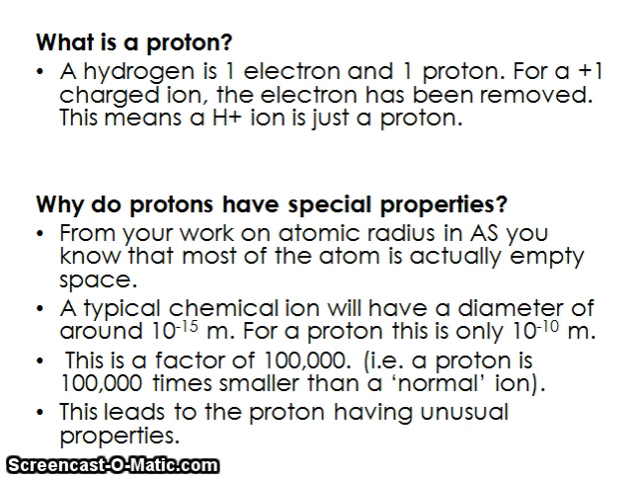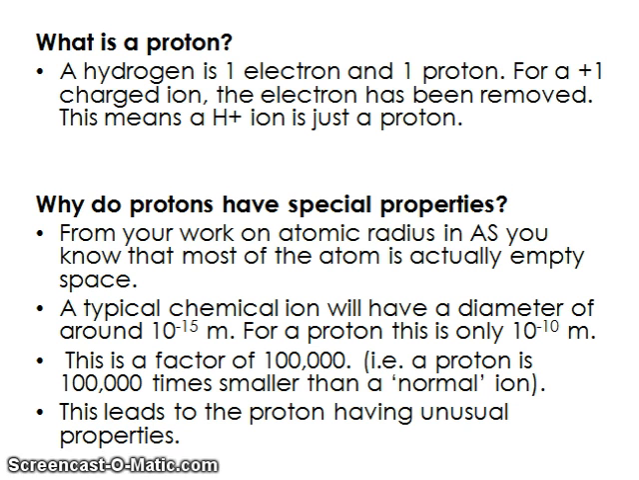So if you have a hydrogen ion, which is a +1 charge, it means the electron's been removed, which means you're just left with a proton. So that's why we call an H+ ion a proton, because that's all it is. There are no electrons, no neutrons, it's just a proton.